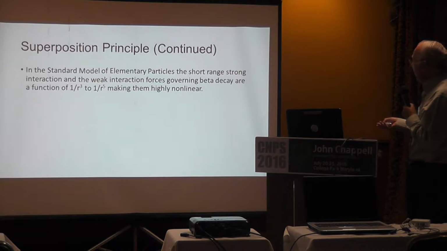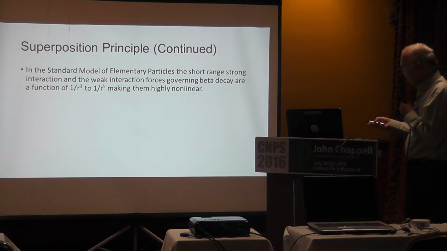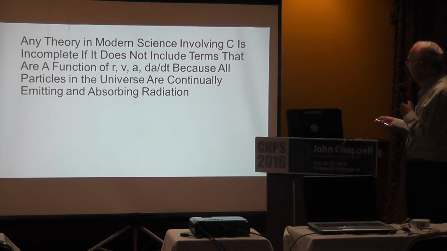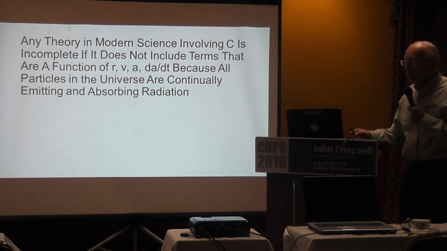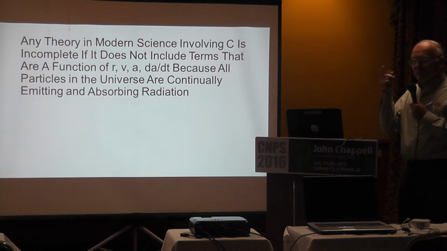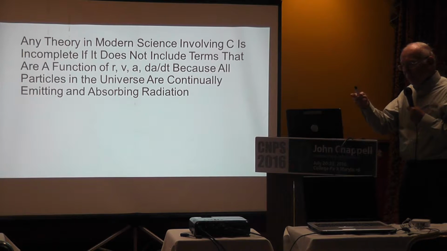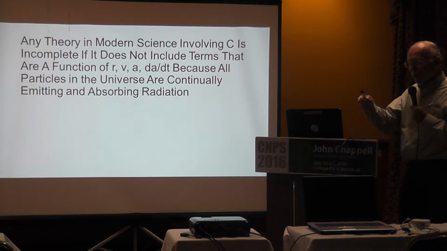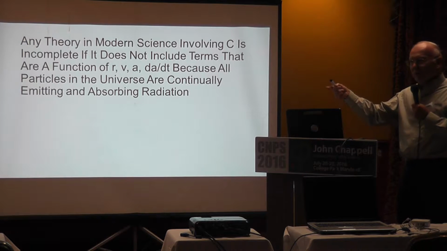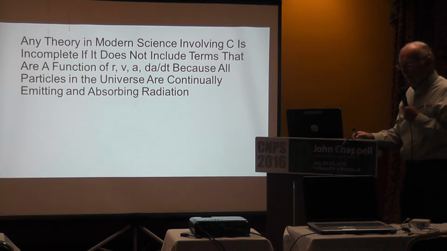Then in the standard model of elementary particles, the short-range strong interaction and weak interaction forces governing beta decay are a function of 1 over r cubed to 1 over r to the 5th, because it's short range, making them highly non-linear. So as a result of that, we cannot combine the major theories of modern science. We cannot combine electrodynamics, quantum mechanics, special relativity, or general relativity, or the strong interaction or the weak interaction forces from the standard model of elementary particles.